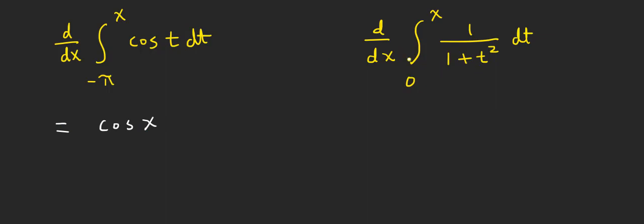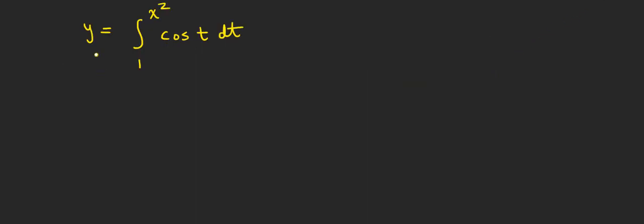What about this one? Again, you're taking the derivative of the integral, and the lower limit is a constant and the upper limit is x. So all you've got to do is replace the t with x, and you're going to get 1 over 1 plus x squared. Now you have y equals the integral of cosine of t from 1 to x squared. Now notice the lower limit is constant, but the upper limit now is x squared. Notice it's not just x, it's x squared.